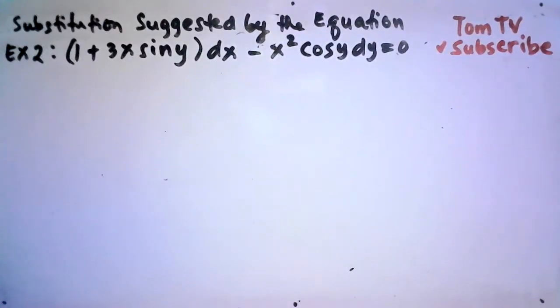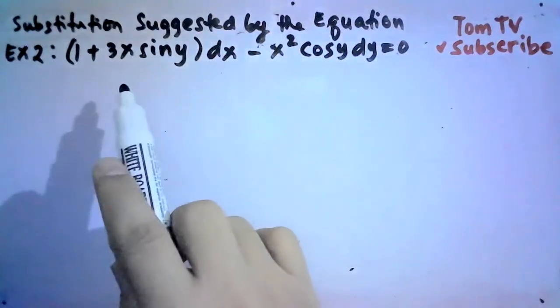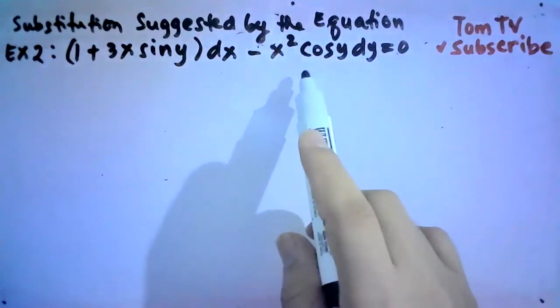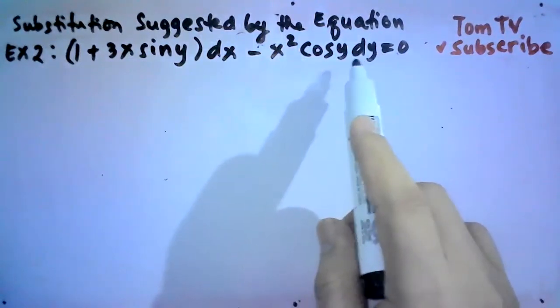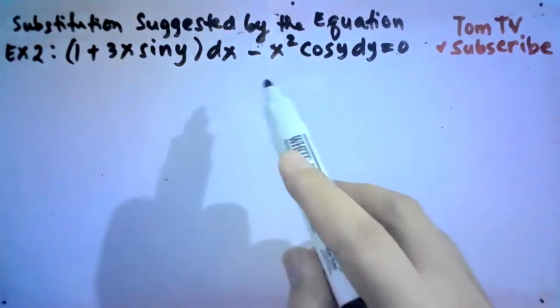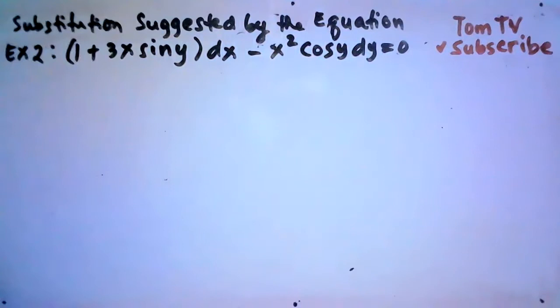Another example for a substitution suggested by the equation is this equation: 1 plus 3x sine y dx minus x squared cosine y dy. Now, this problem belongs to substitution suggested by the equation.